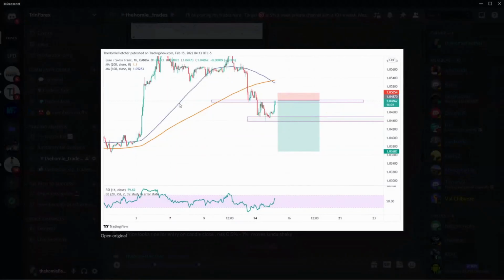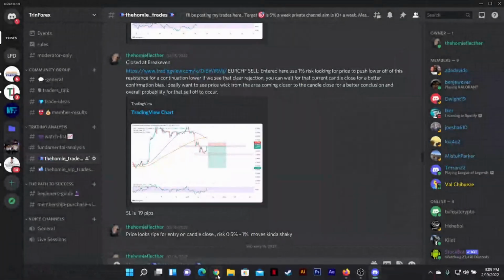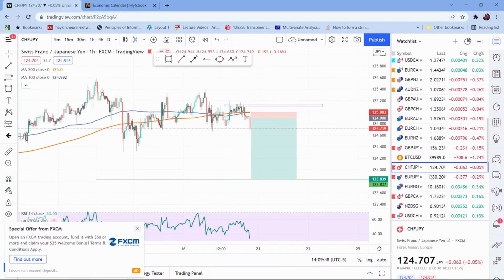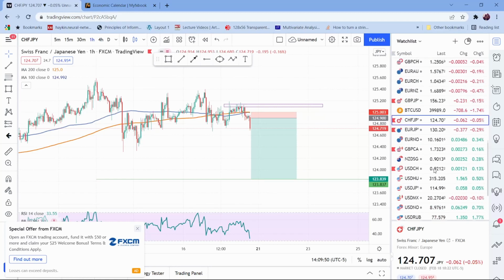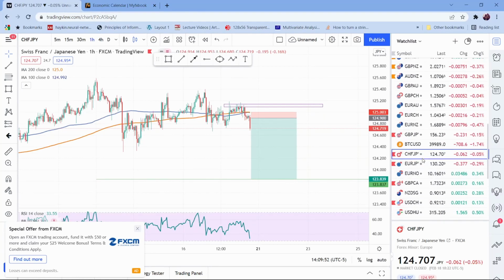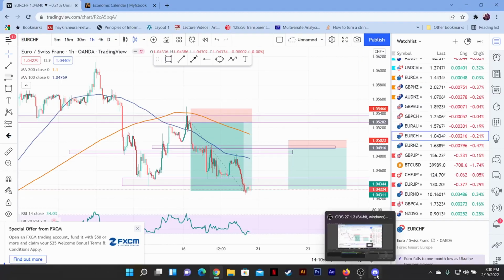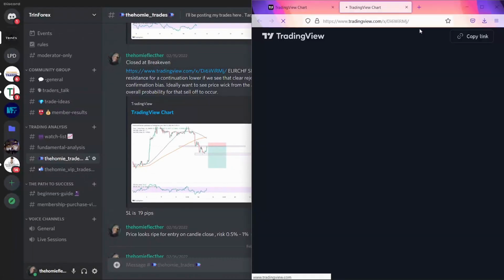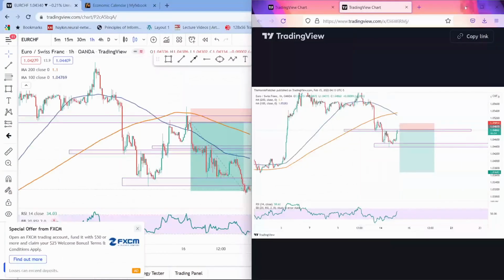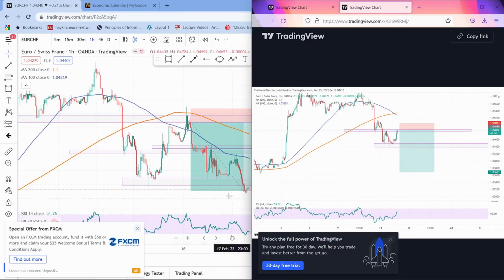So this was the Euro CHF. We just look into here, Euro CHF. Sorry guys, my charts, I do not have these organized at all. The Euro CHF, we're looking for it to happen somewhere right here. If I do remember correctly, let me just open this up for you guys. So the Euro CHF, we're looking right at this area right here.